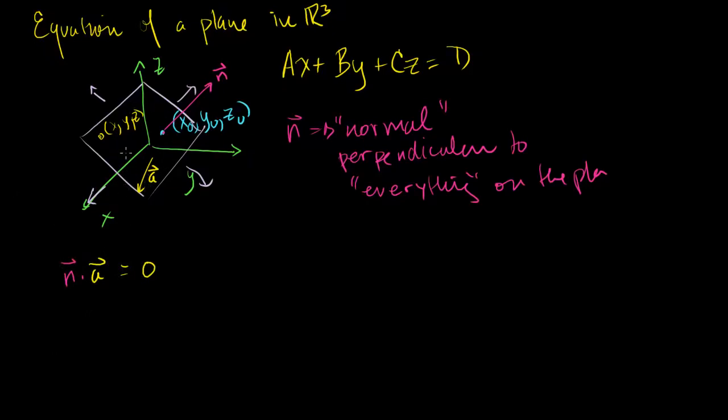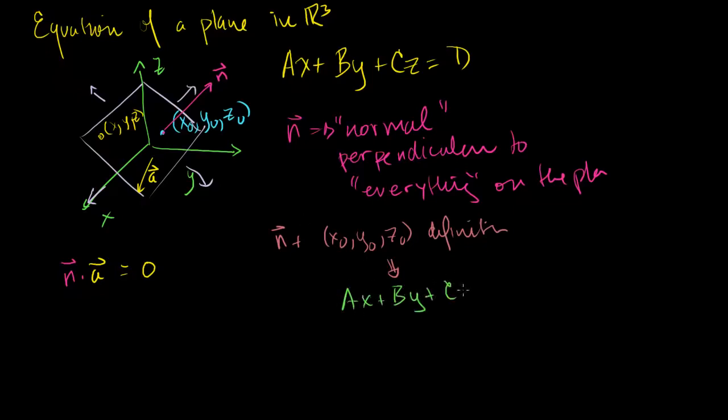So let's see if we can use this definition of a plane, the normal vector plus the point x naught, y naught, z naught definition. And if I can go from that to just the standard linear equation definition, ax plus by plus cz is equal to d. Let's see if there's some way, based on what we already know and using this information, that we can do that.